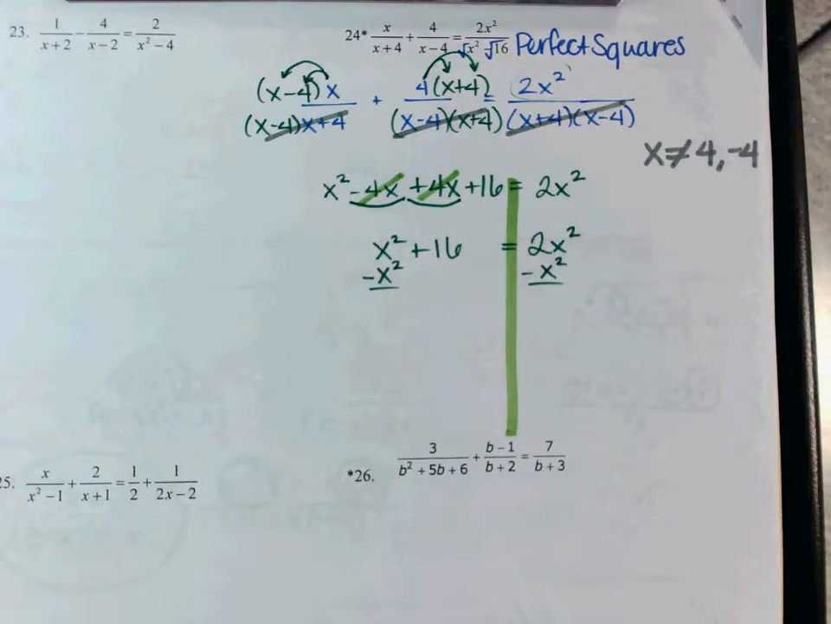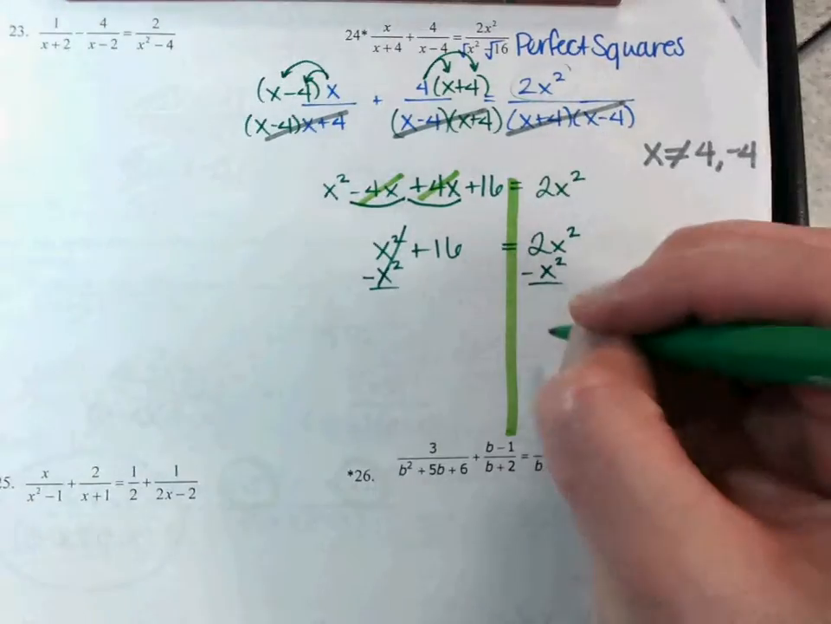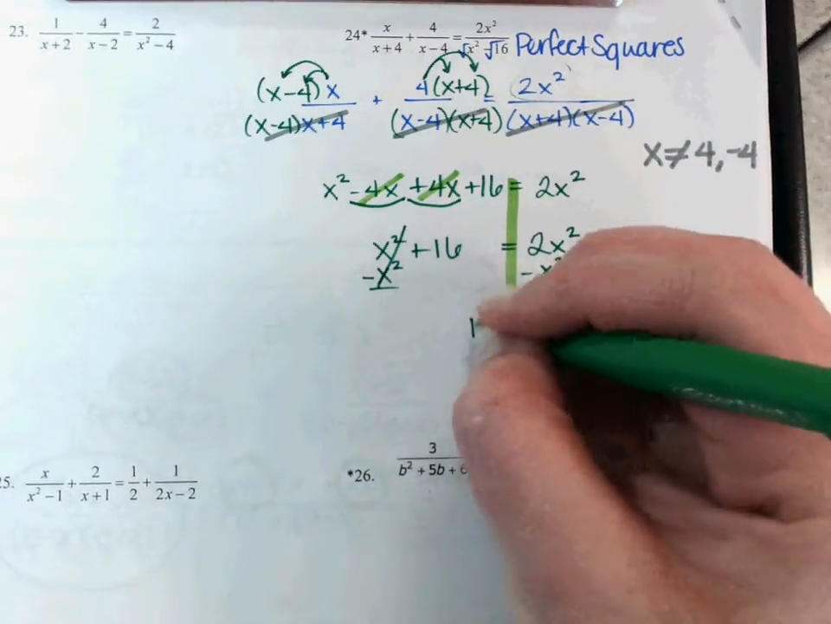So then that'll cross out. It'll be x squared equals 16. Okay. X squared is 16, then what?